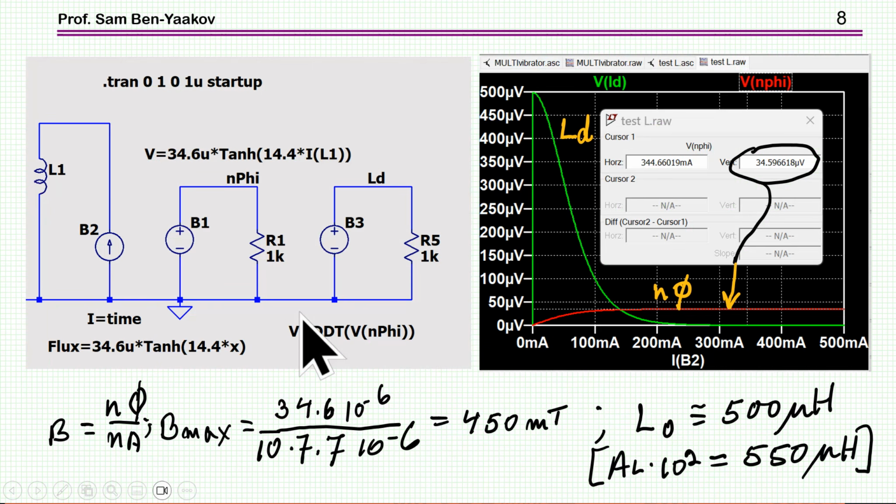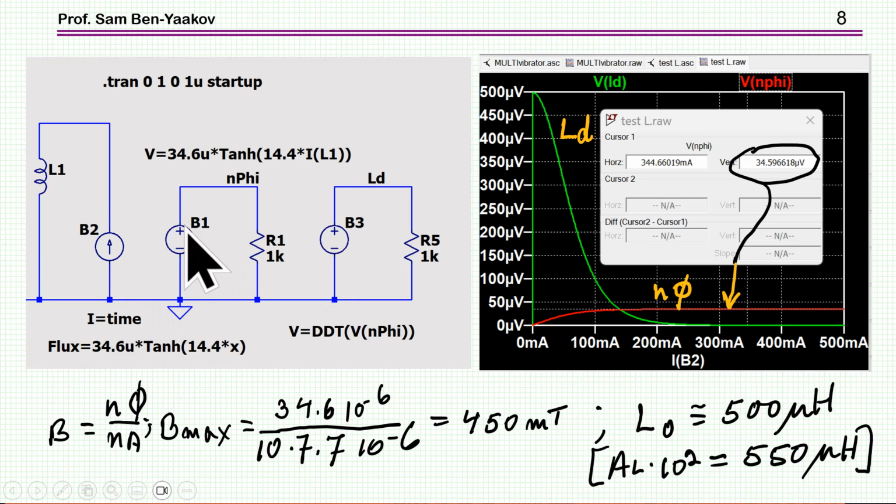So let's see now how it works. This is the inductor, and it is defined by this equation, and these are the two constants that I found earlier for the particular inductor that we are examining. I've now added a couple more things here.